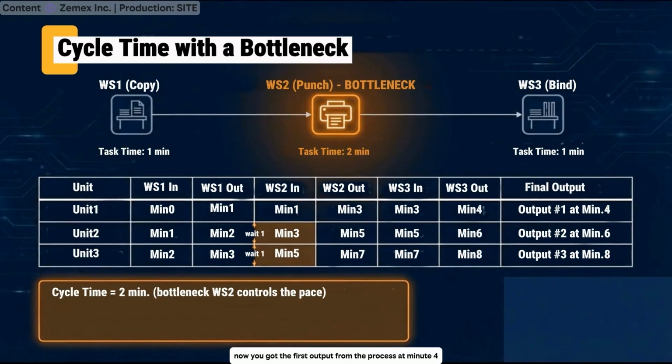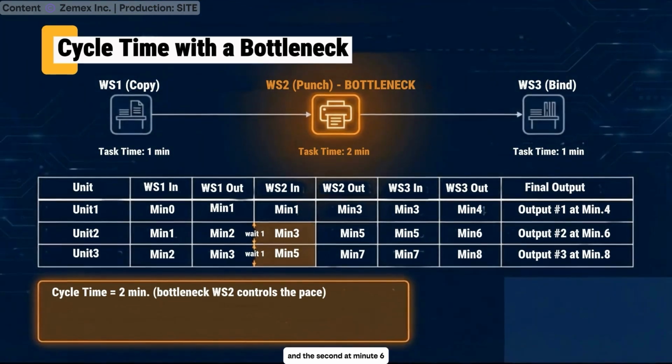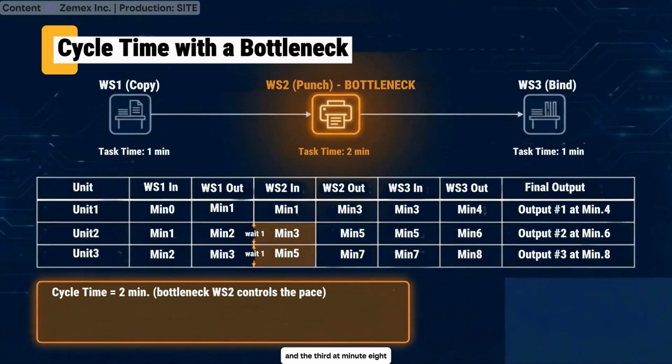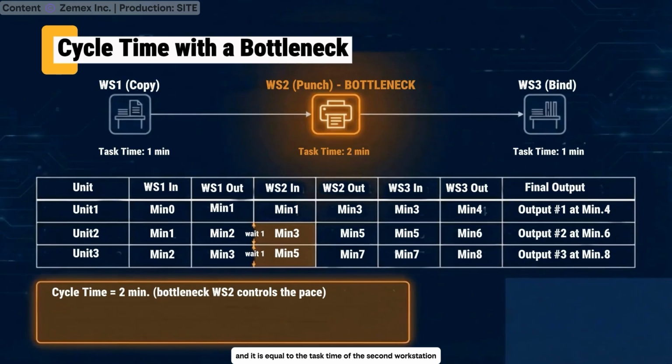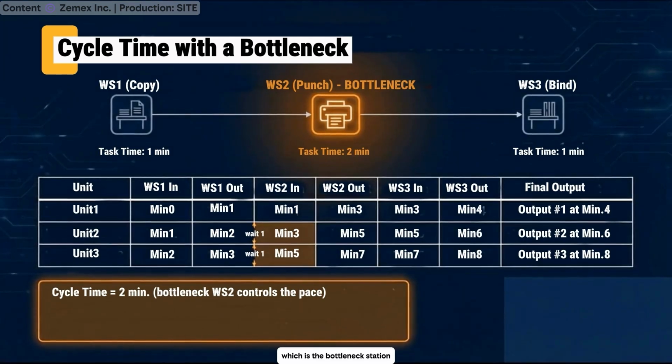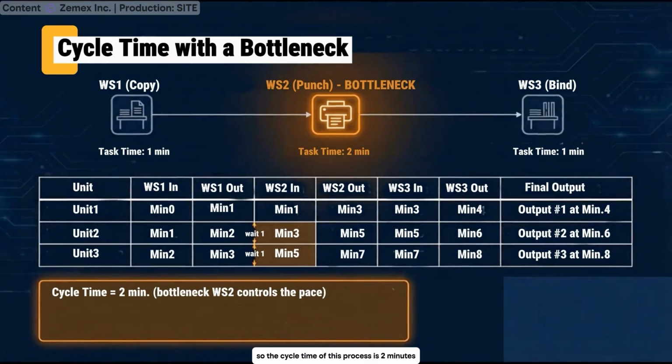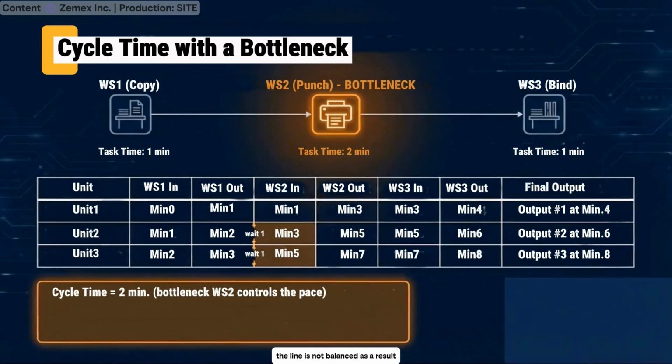Now, you got the first output from the process at minute 4, the second at minute 6, and the third at minute 8. Even if you run this simulation continuously, the time gap between each output coming out of this process will not change. It is every 2 minutes, equal to the task time of the second workstation, which is the bottleneck station. So the cycle time of this process is 2 minutes.